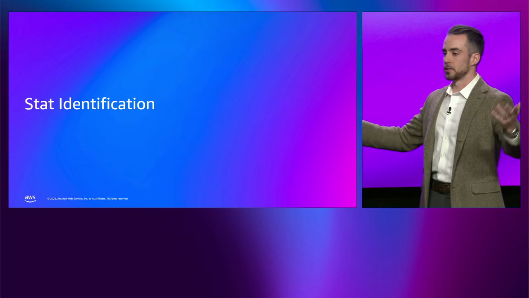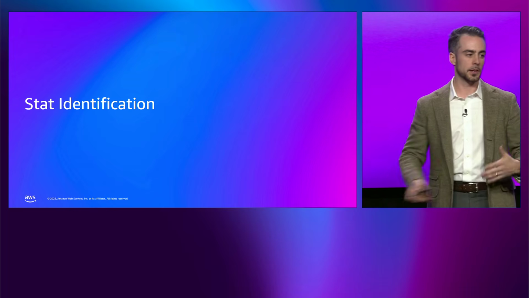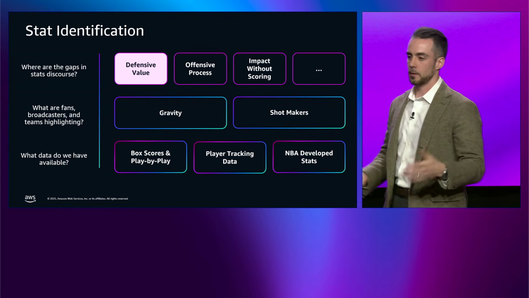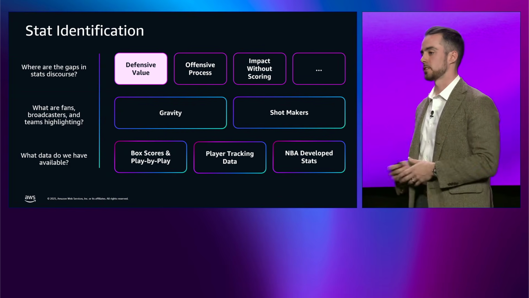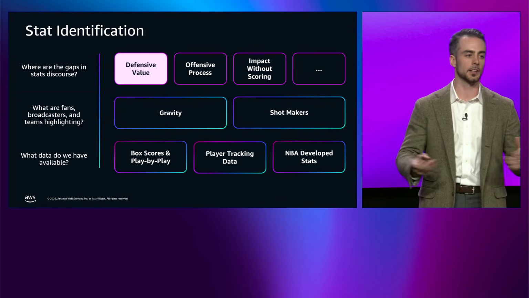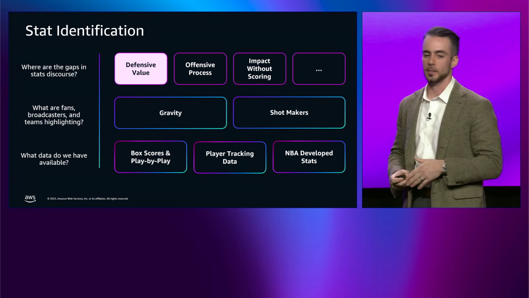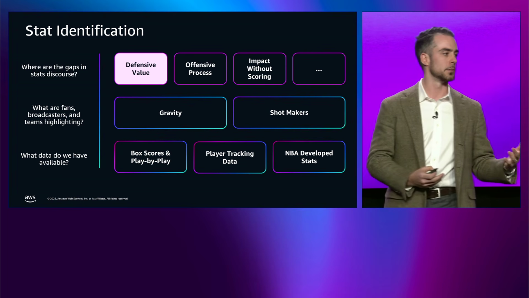So how do we come up with a stat, though? We have that infrastructure. We want to build something on it. How do we do that, right? Well, we start with a couple of questions, right? Where are the gaps in the stats discourse? What are people talking about? What do we all intuitively know about the game when we watch it? But there's no way to talk about it with numbers, right?